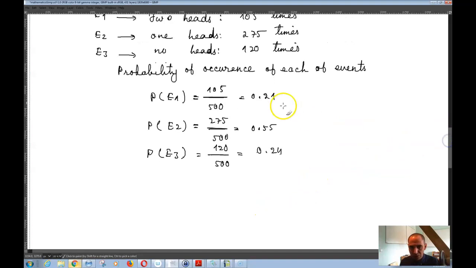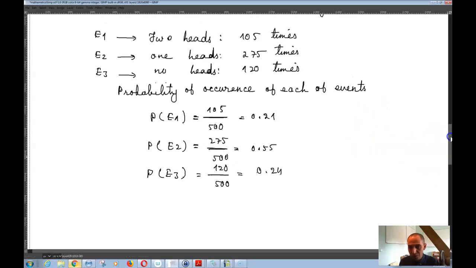So as you can see over here, 0.21 plus 0.55 plus 0.24 is equal to 1, and the probability becomes 1. That means that when you get a 1 over here, these are the only possible outcomes of this experiment.